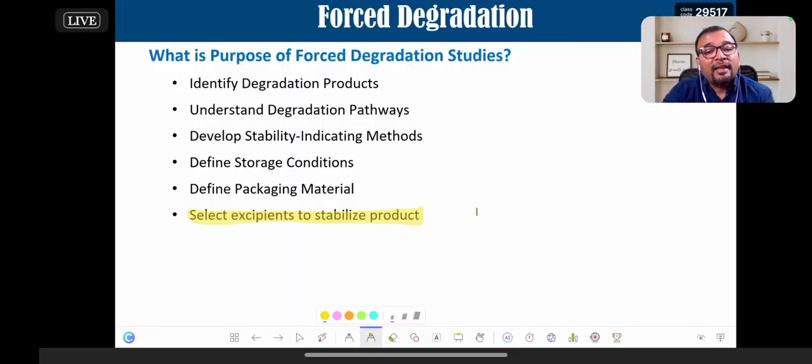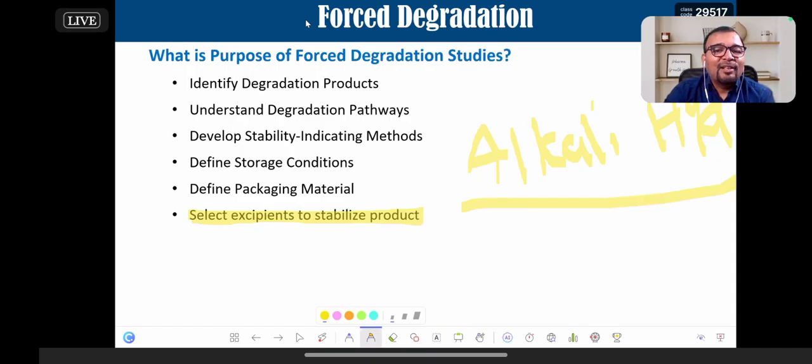The next one is selection of excipient to stabilize the product. Now, suppose you understand that your product undergoes alkali hydrolysis. Alkali hydrolysis means what should be the pH of your product now? Acidic, right? Acidic pH. So what is the acidic excipient that can be used? Maybe tartaric acid can be used, yes or no? Tartaric acid or any other acid can be used in this case. Fumaric acid, tartaric acid, whatever acid material you can use. Now this is going to stabilize or destabilize your product? This is going to stabilize your product.